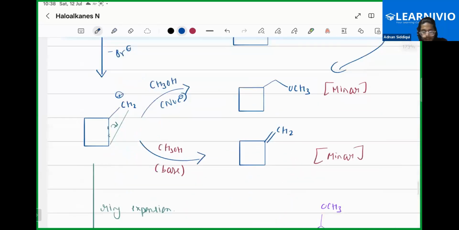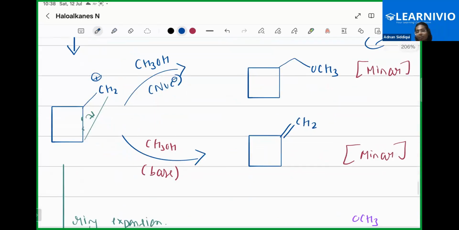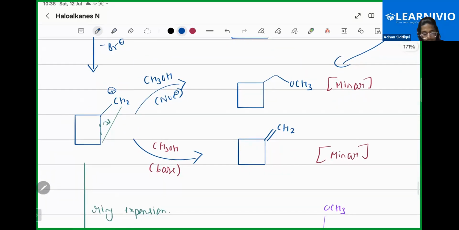What else? It might act as a base. I told you now, if you are doing SN1, E1 will always be there. So it might act as a base as well. If it is acting as a base, it will eliminate, like this is your alpha hydrogen, and it will abstract a proton from here and generate alkene. But both of them are minor because of unstable substrate.